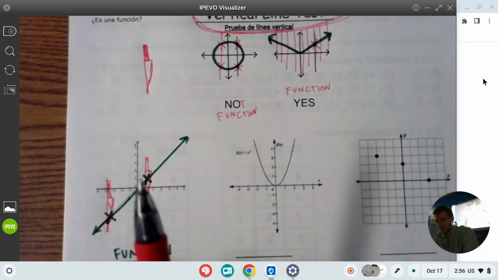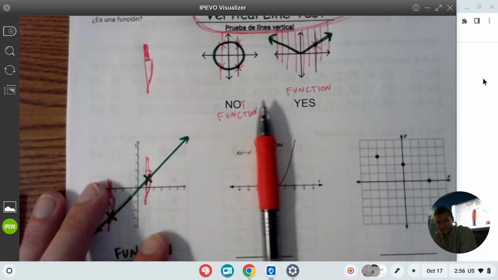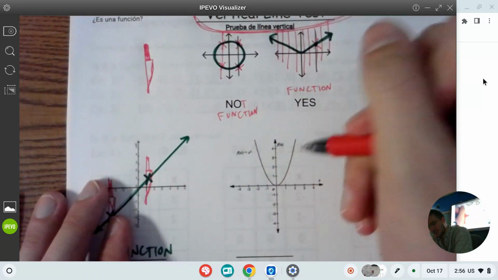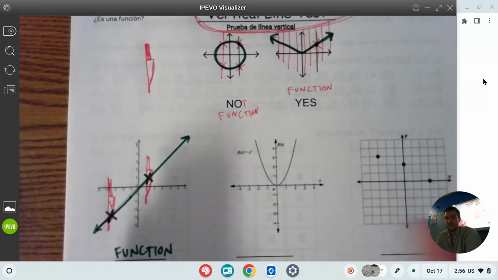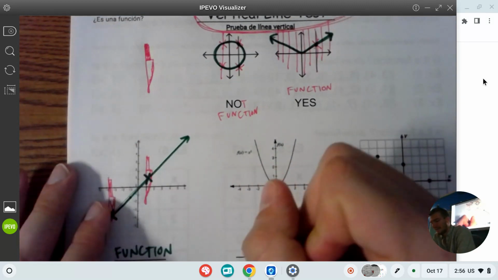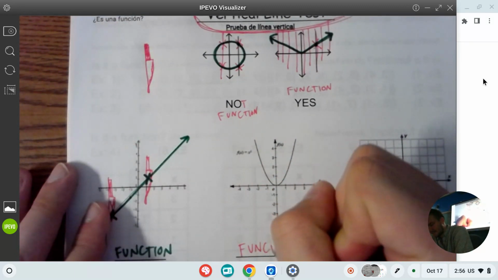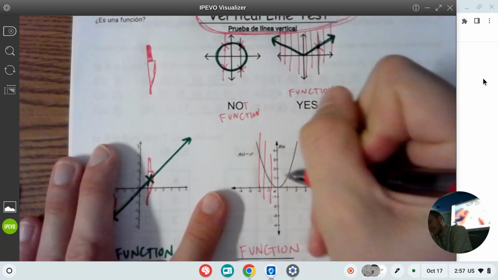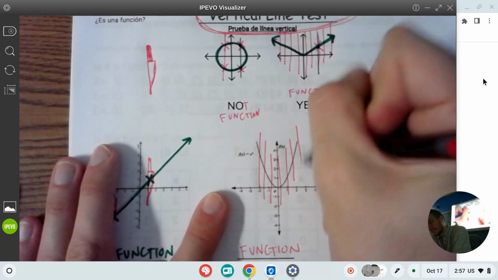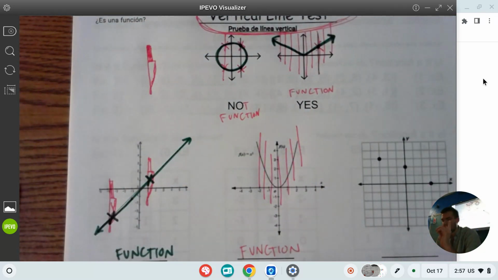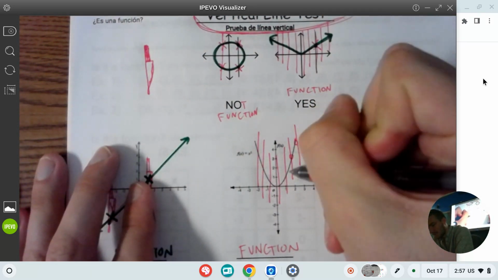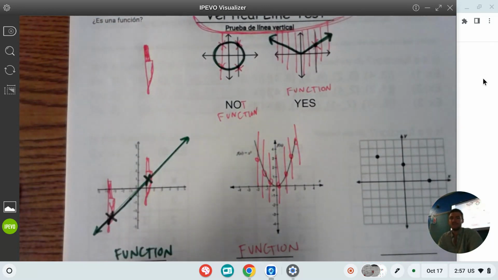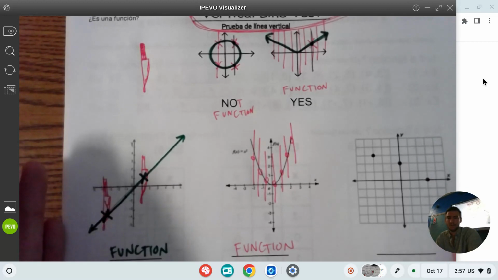However you want to do it, whether you want to slide a pencil across, or come down, shing, shing, shing, slice it up, what do you think? I think this is going to be a function, because no matter what I do, slice, slice, slice, I always cut only one time. Once, once, once. I never have a double. I'm good. I'm a function.